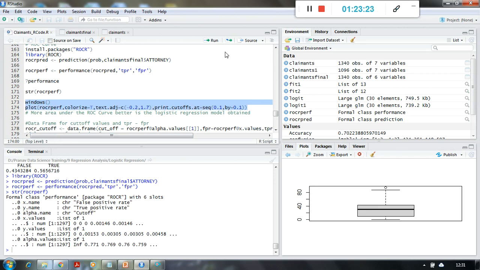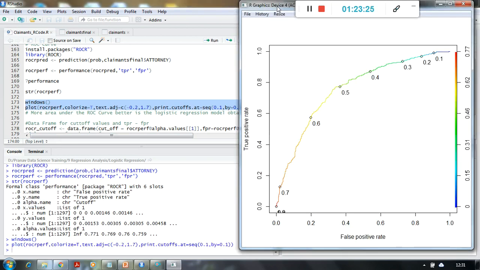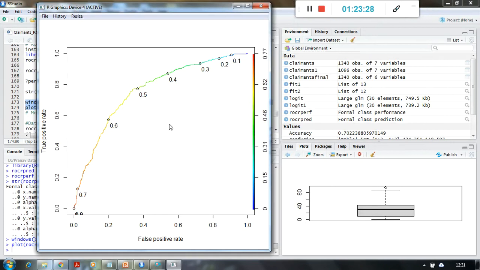So let us plot the ROC curve, and once the curve is ready, you can see over here, this is the ROC curve. So x-axis is false positive rate, y-axis is true positive rate, and all these 0.1, 0.2, 0.3, 0.4, 0.5, etc., are nothing but my cutoff values. So what I have to choose is such a value which is closer to this point. So obviously this must be lying somewhere between 0.5 and 0.6. Okay, so if I want to draw a tangent over here somewhere, I will get one point over here.